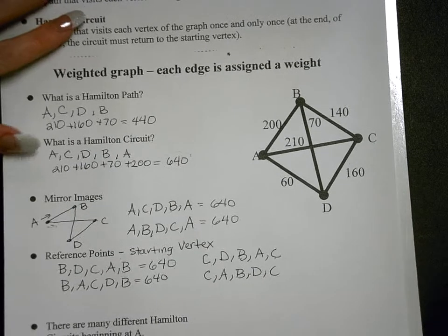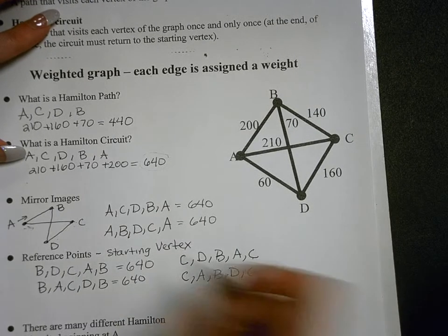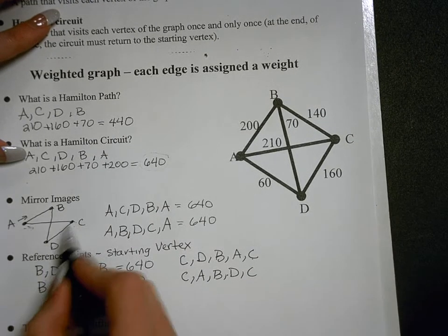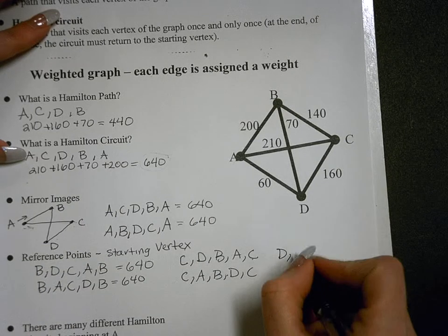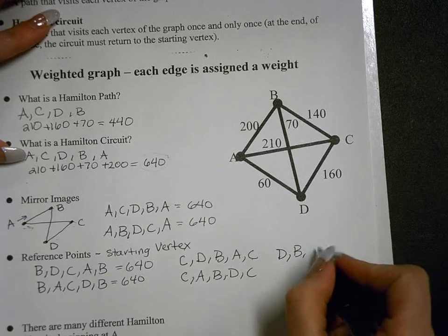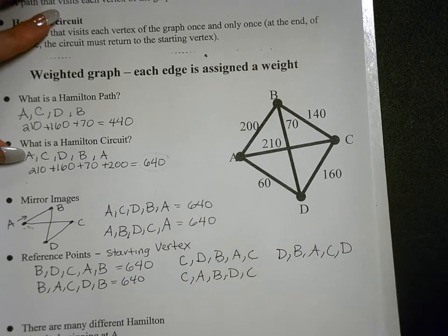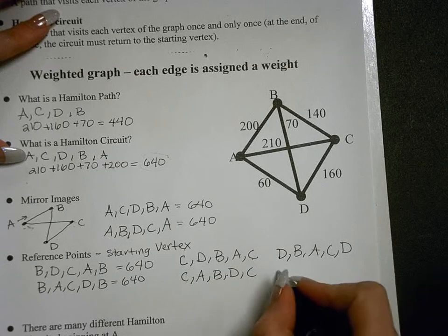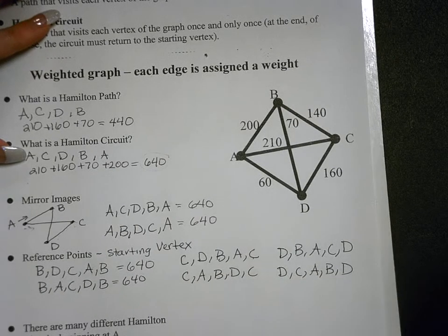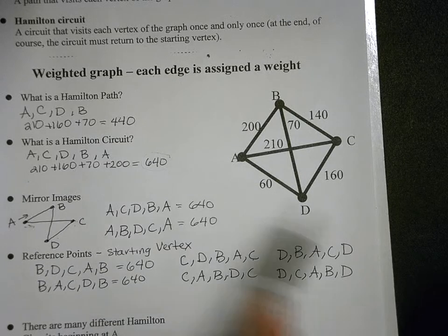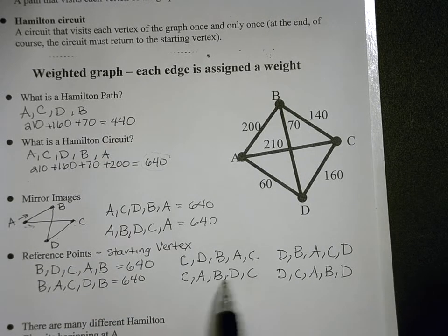And lastly, if we did the same thing but changed the reference point to D, we would have a similar thing. It would start at D. We could either go DC or DB. Let's go DB. D, B, A, C, D, or the mirror image would just be backwards: D, C, A, B, D. And if you can see, there's a lot of different ways to write the same circuit using mirror images and changing the reference point.